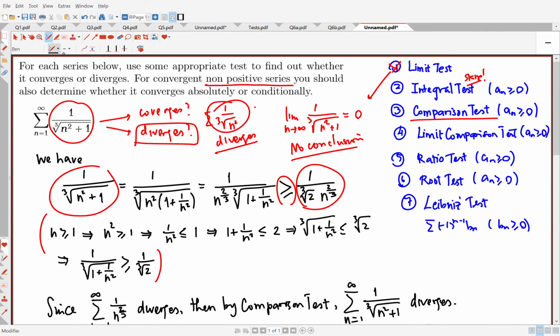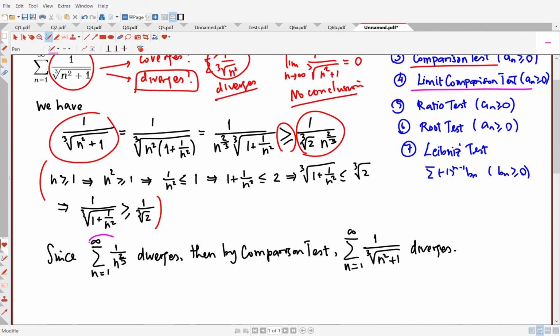Alternatively, you can also use the limit comparison test. Okay, it also works. And the thing that you compare with, it is also this one. Okay, it is also by using this series.